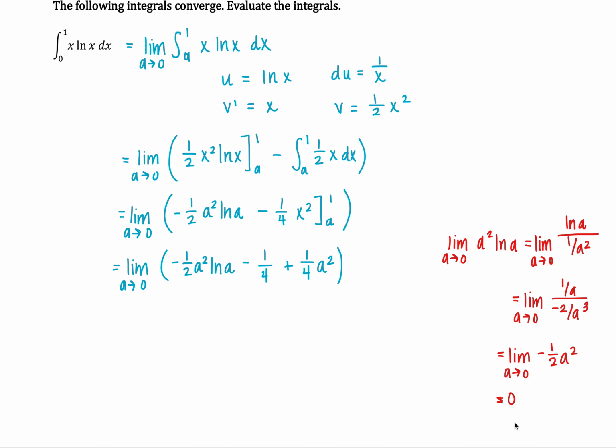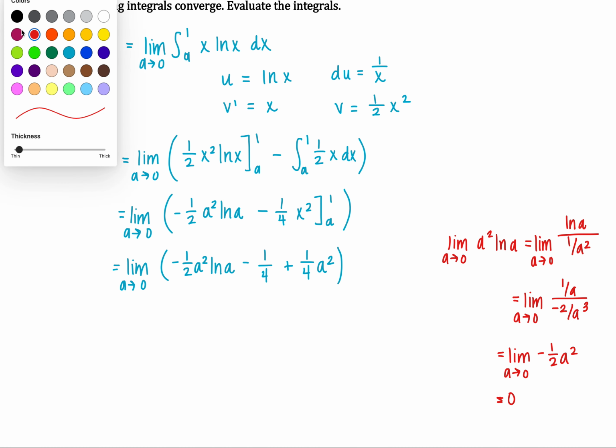Sorry, that's supposed to be an equals. So that tells me that this entire first term goes to 0, because if you take negative 1/2 times 0, it's still 0. So the whole first term is going to go to 0. The last term goes to 0. The only thing left is what's in the middle, and that's a negative 1/4.